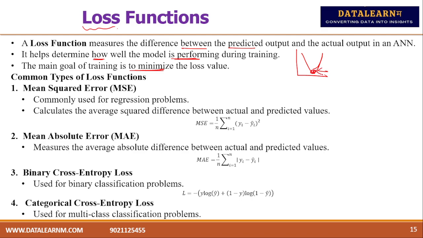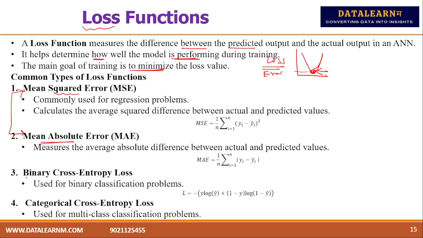What have you found over here? The minimum value of the loss. On the x-axis we have the loss or error, and you got a minimum value. The common types of loss functions: mean squared error is for regression problems. For regression we already know mean squared error, root mean square error, and mean absolute error. Here mean squared error and absolute error are generally used.